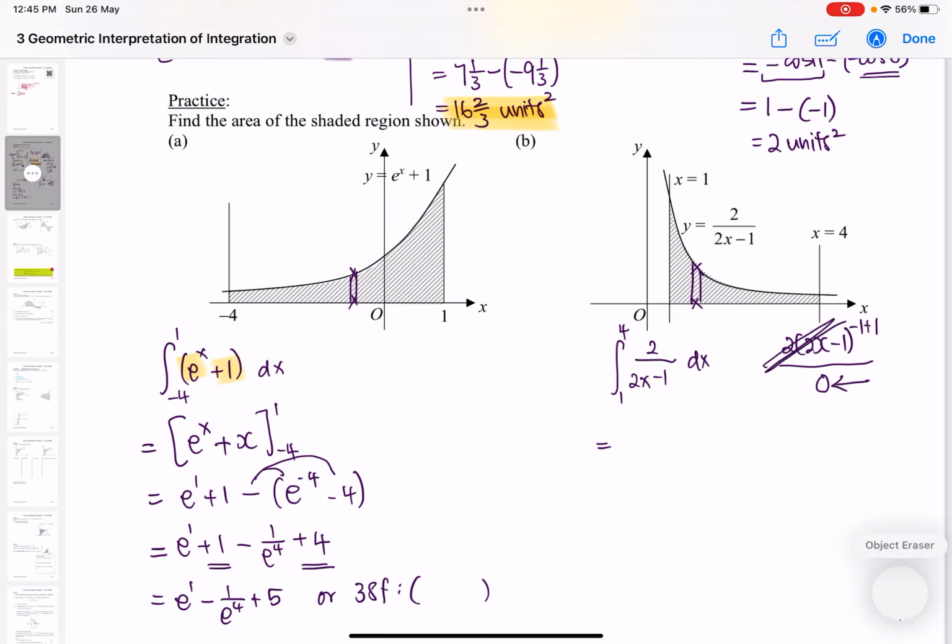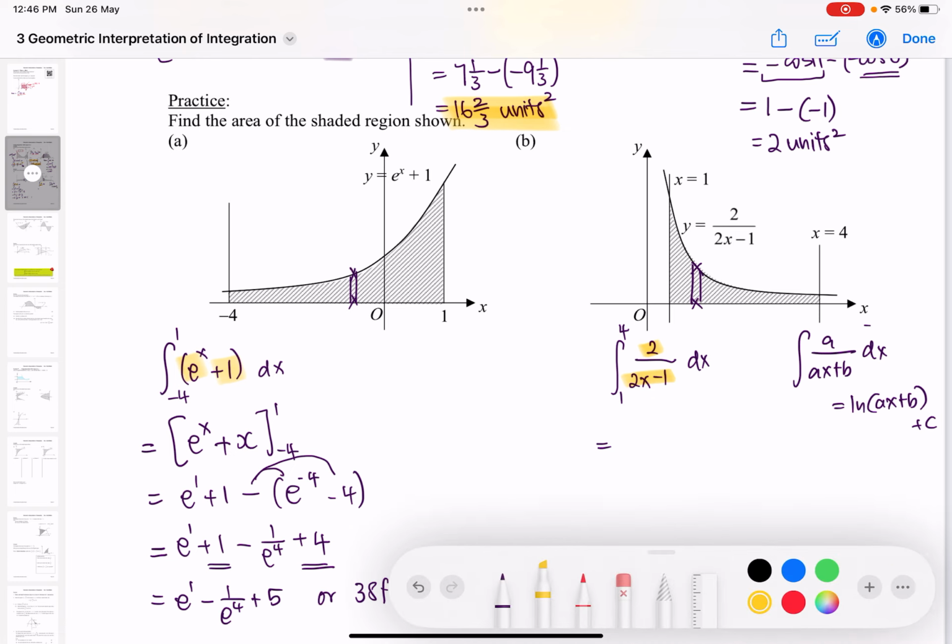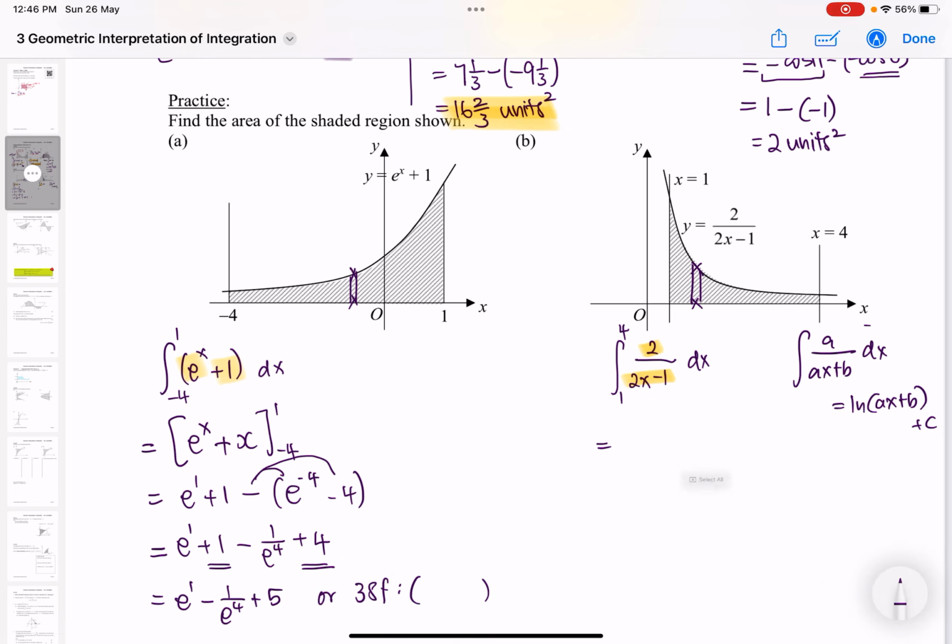So if you recap, integrating a over ax plus b will give us ln ax plus b. So in this case, I will need to check whether my expression looks exactly like a over ax plus b. Fortunately for us, this is 2x minus 1. So it is 2 over 2x minus 1, which is exactly a over ax plus b. Therefore, this will just straight away become ln 2x minus 1.